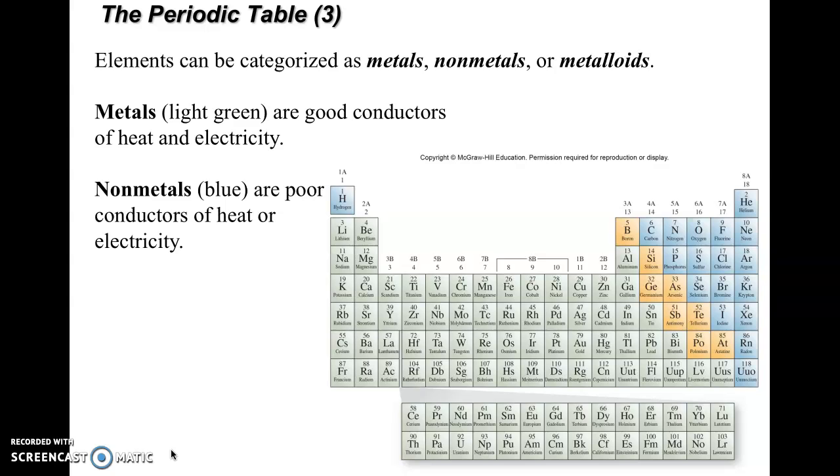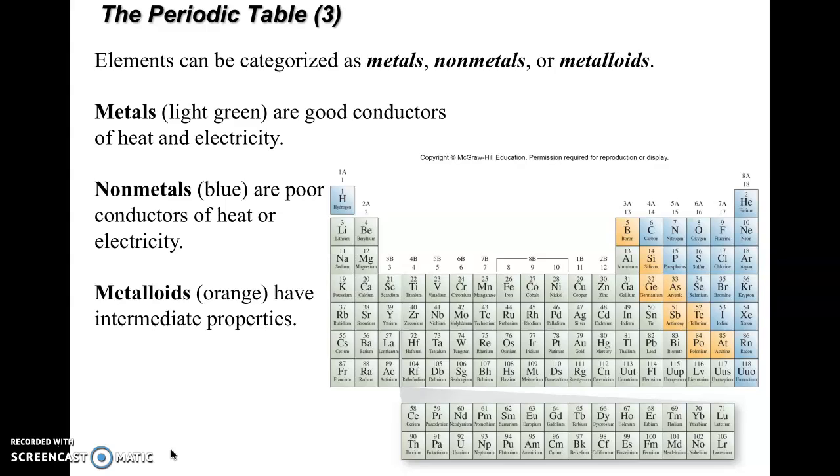Non-metals are in blue. They are very poor conductors of heat and electricity, and in fact you can see a lot of these are gases like helium and neon and oxygen. Obviously those atoms are very far apart, so they don't conduct electricity well. And then the final group are shown here in orange, and they are called metalloids, and they are between the metals and the non-metals, so they have some intermediate properties between the two.